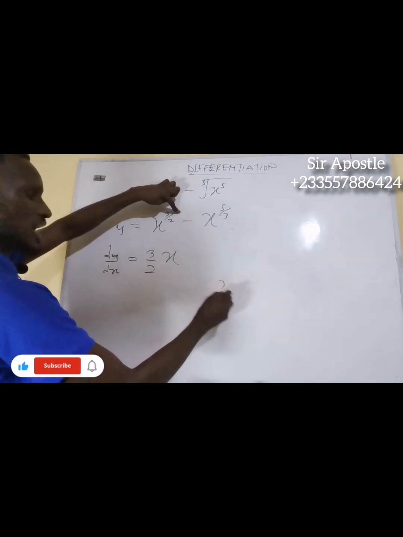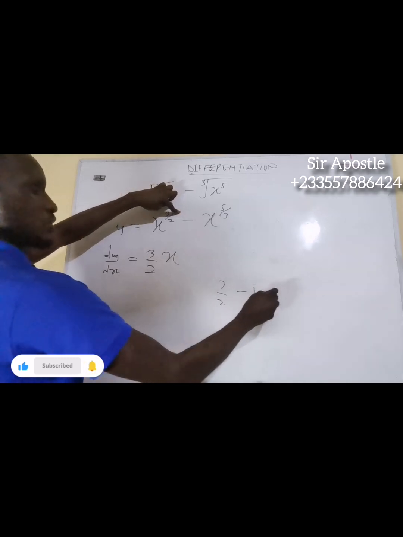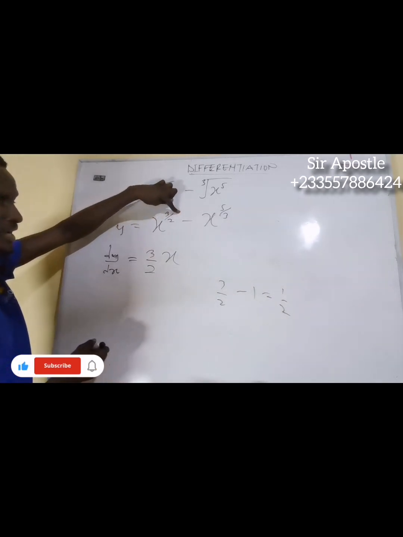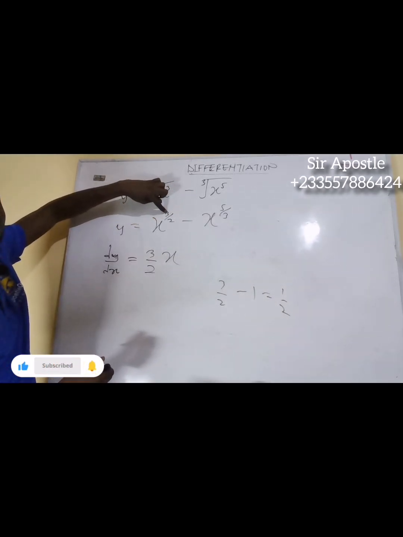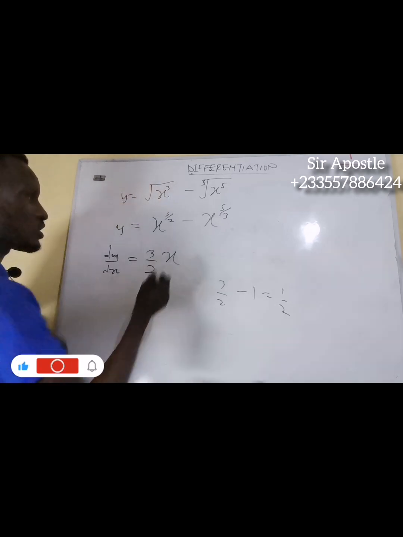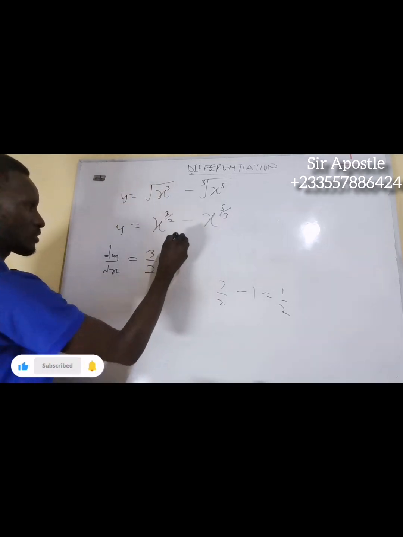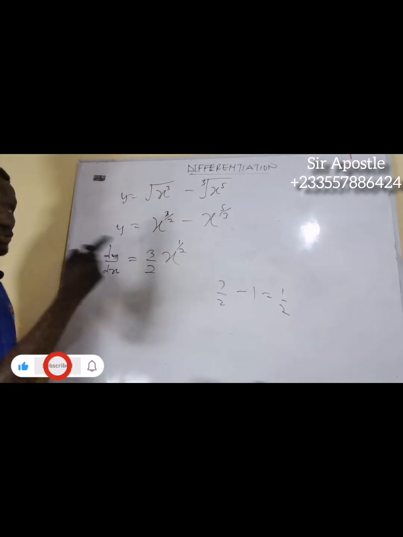We are going to reduce the exponent by 1. Let me do it here. 3 out of 2 minus 1. What are you going to get? You're going to get 1 out of 2. Right? Because we need to reduce the exponent by 1. So here will give us 1 out of 2. You know 1 out of 2 is the same as square root.